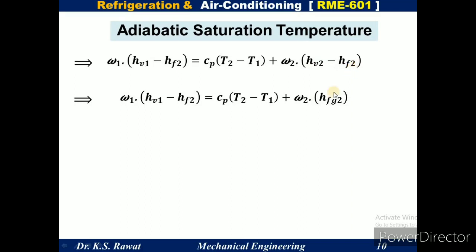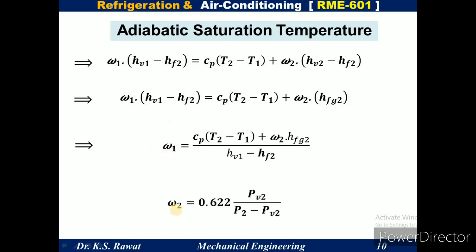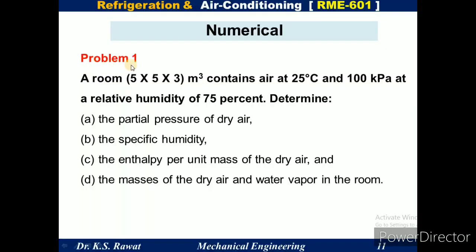HV2 minus HF2. So this is the latent heat at temperature T2. By simplifying that, we can find the value of omega 1. This is the relation from where we can find the value of omega 1, and omega 2 can be calculated from this equation. These two equations are very helpful to solve the numericals. Now let's take a numerical problem.